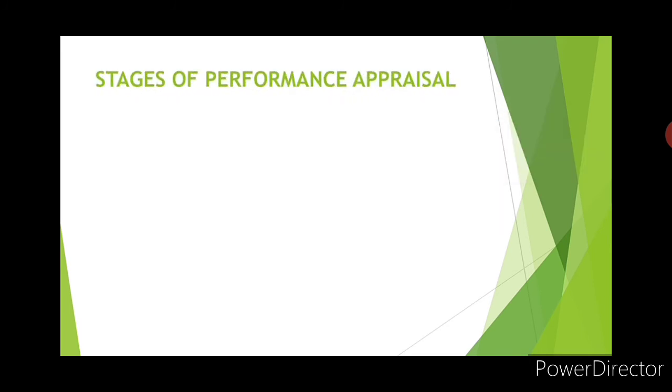Next, I am going to explain to you the different stages of performance appraisal. The first one is establishment of standard. The first and foremost step in performance appraisal is to set clear standards against which the performance is to be compared. The employee should be aware of this standard. The various factors should be discussed with the management before preparing the appraisal form.